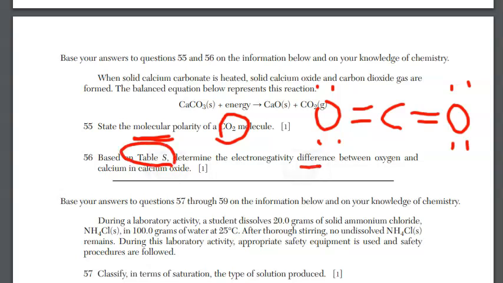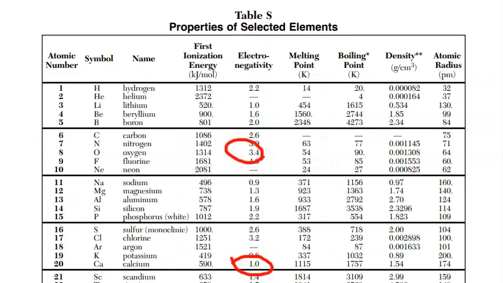For 56, we're going to reference table S. Determine the electronegativity difference between oxygen and calcium in calcium oxide. Literally all we have to do is find the two numbers and subtract them. Here we are at reference table S. Oxygen's 3.4 and calcium is 1. Just subtract 1 from 3.4 and you get 2.4, which is your answer.